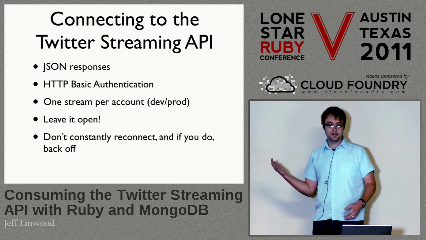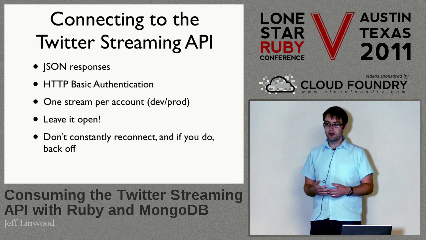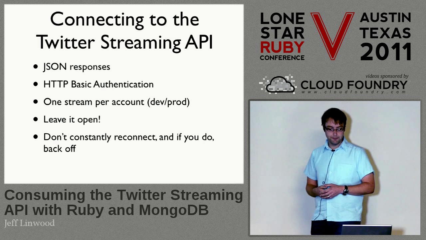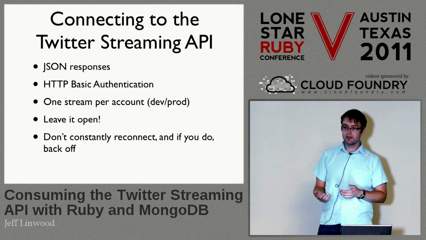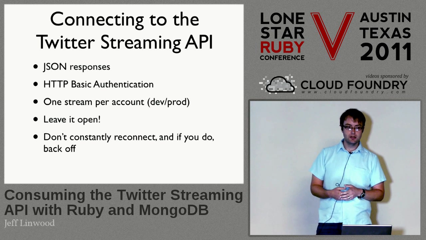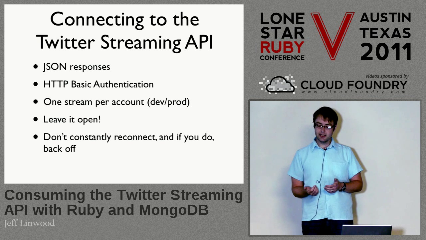So that's the JSON response that you'll get back from the Twitter streaming API. And that's basically on every tweet, you'll get a piece of JSON that looks just like that. To connect to the Twitter streaming API, you're going to have to use HTTP basic authentication. So if you've worked with some of the other Twitter APIs, they use OAuth. With this, it uses HTTP basic authentication.